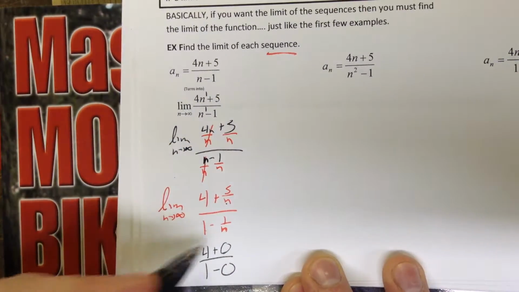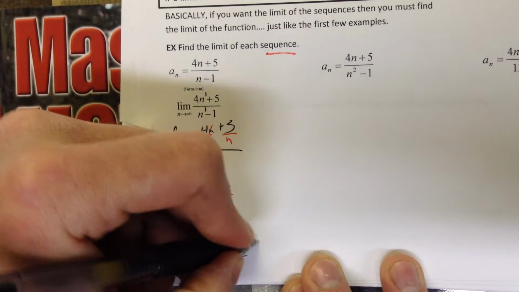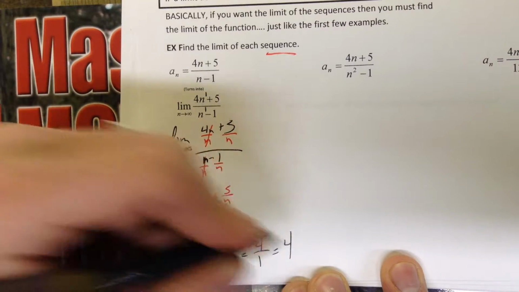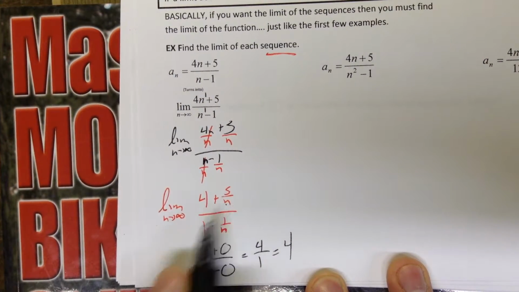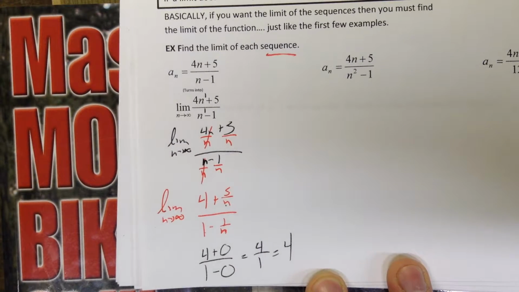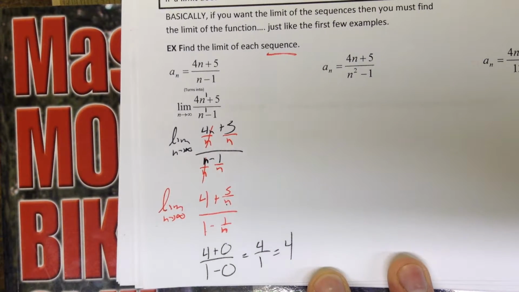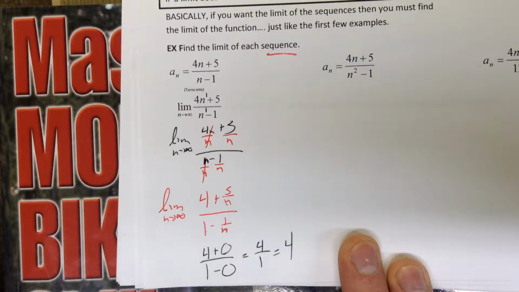So we're going to end up with this. And we can simplify that down to just 4 over 1 or just 4. There you go. So we basically took the limit of the numerator and the limit of the denominator separately, and then we got our answer there. So it wasn't very fast, but it did work the exact same way it worked before. Let's take a look at another one.